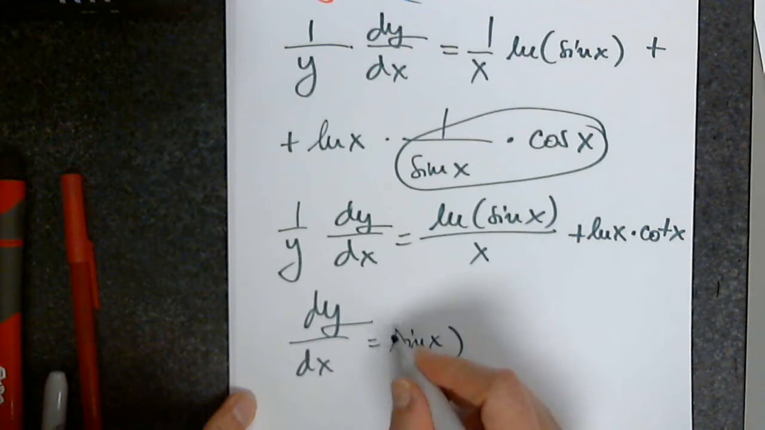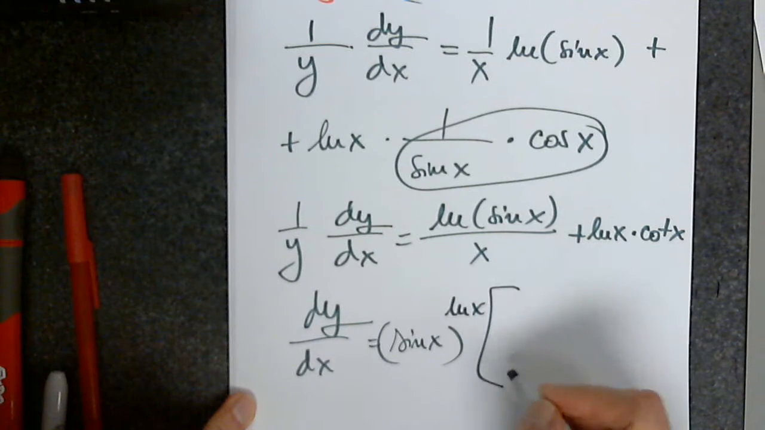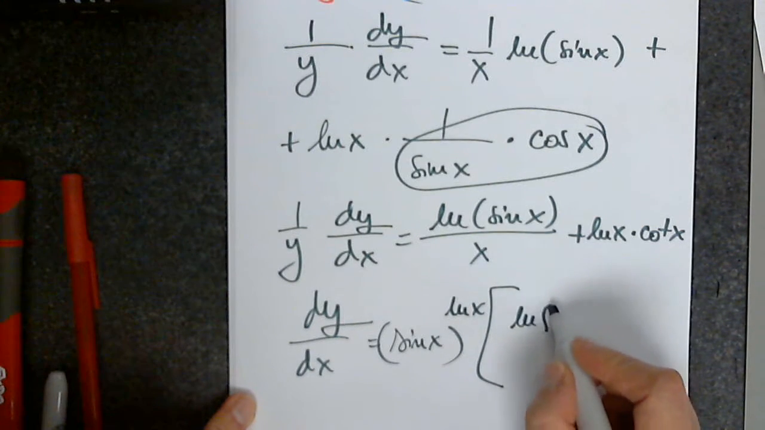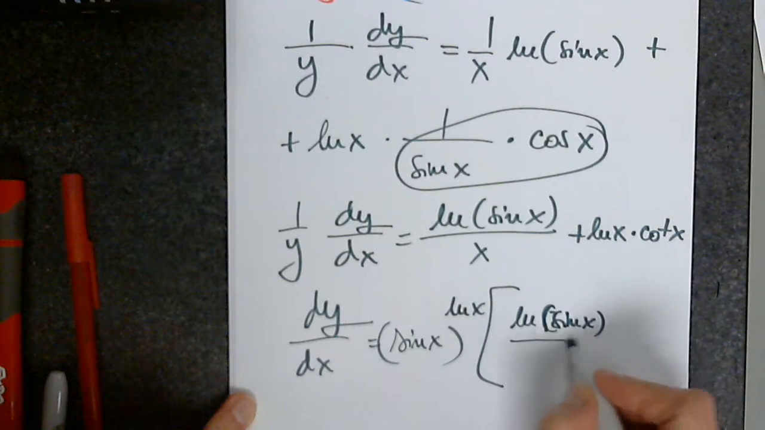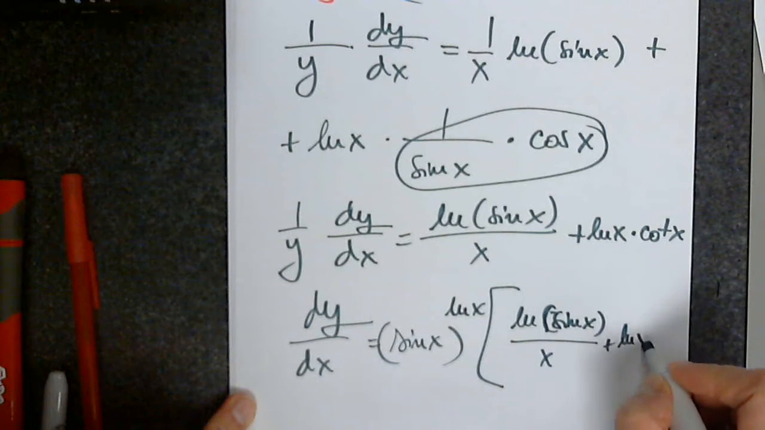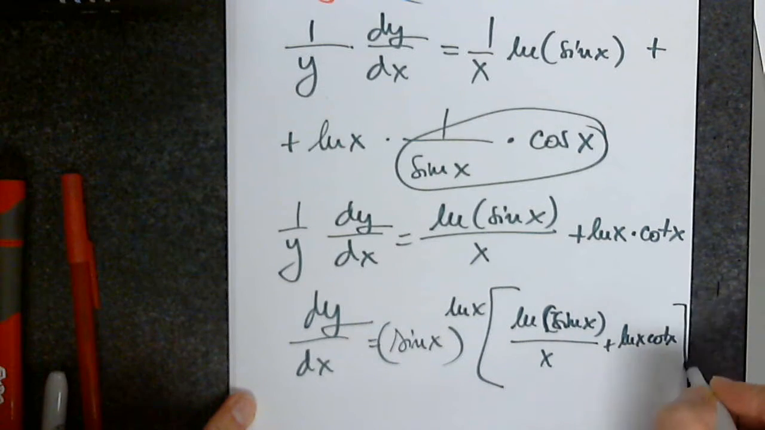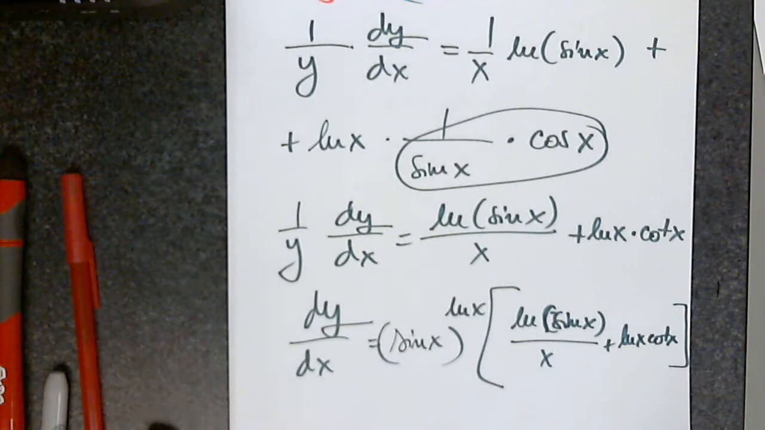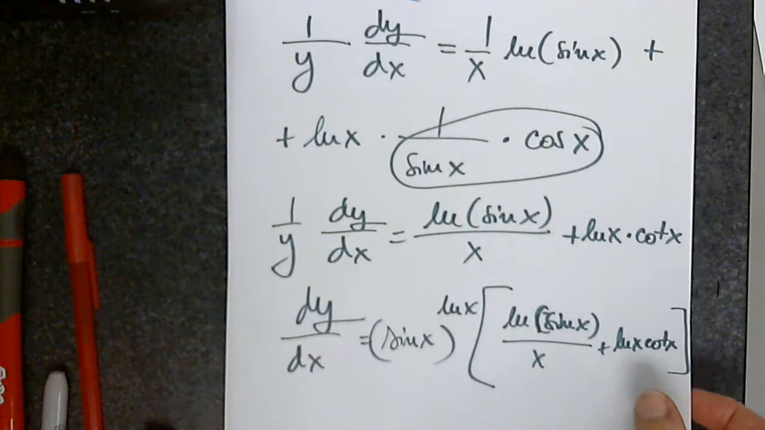So this is sine x raised to natural log x, and this is natural log sine x over x plus natural log x cotangent x. And no, you cannot simplify. You shouldn't even bother with it beyond this point. Any questions?